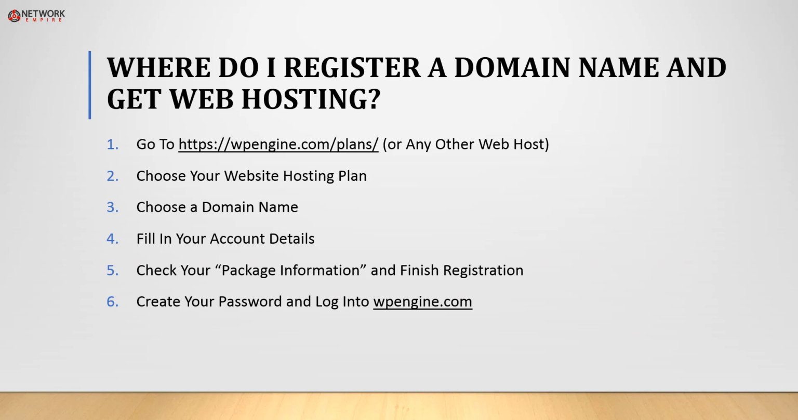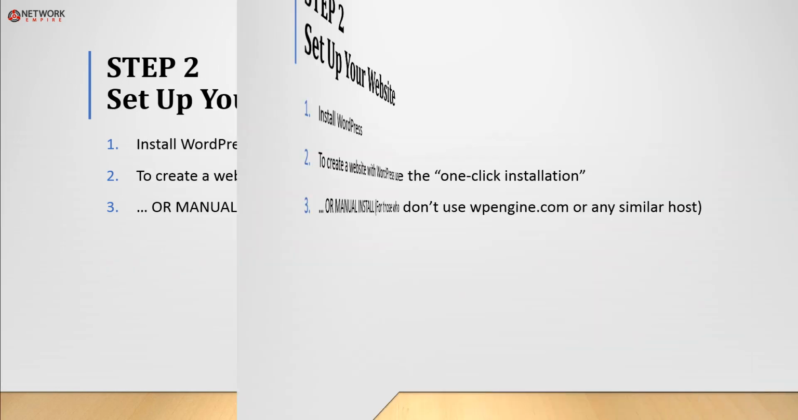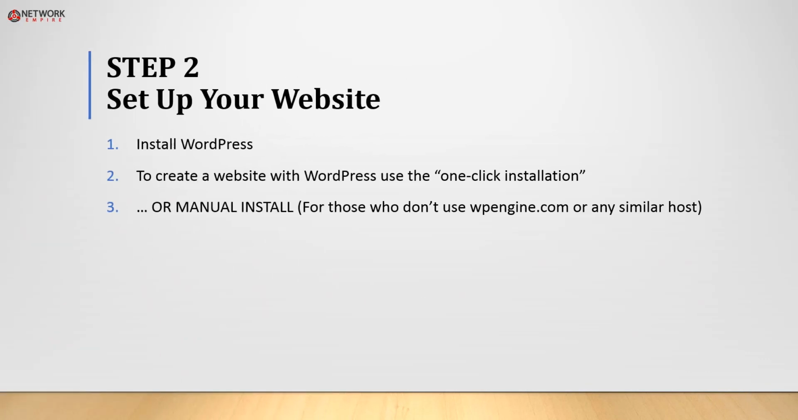The next thing you're going to do is start setting up your domain. What will happen is when we set up the WP Engine account, it will give us a subdomain that will give us the default installation. Once we fill in our account details, we check out our package information, finish the registration, create a password and then log into WP Engine. Once we've got this all set up, we'll set up our website.